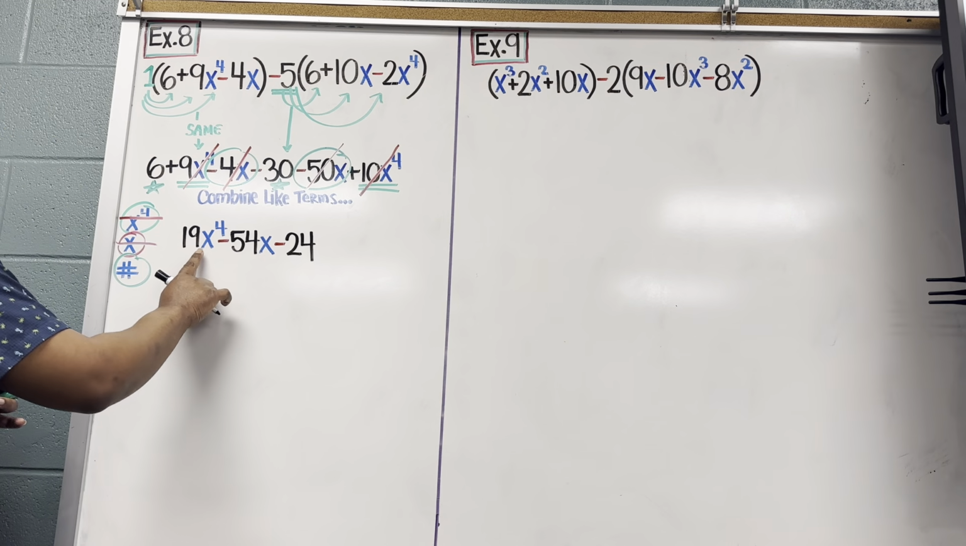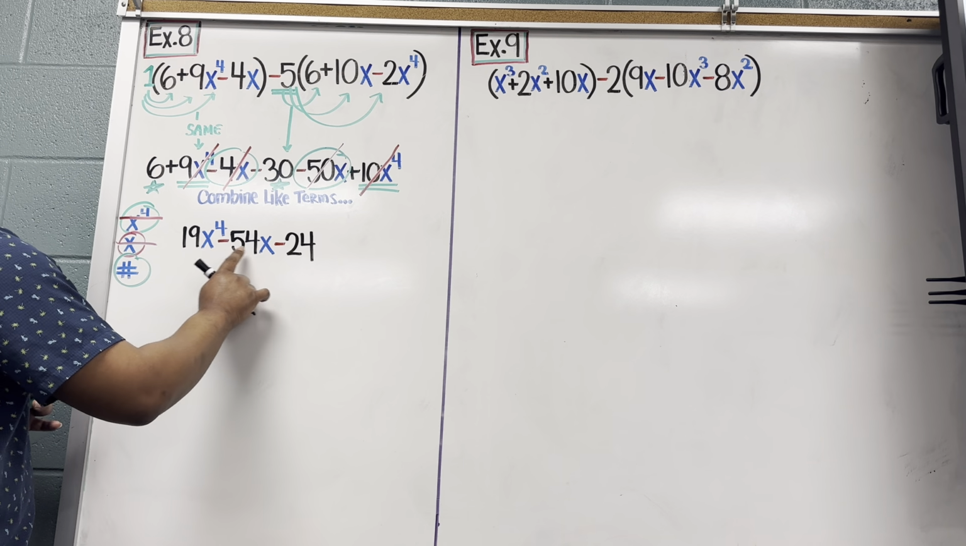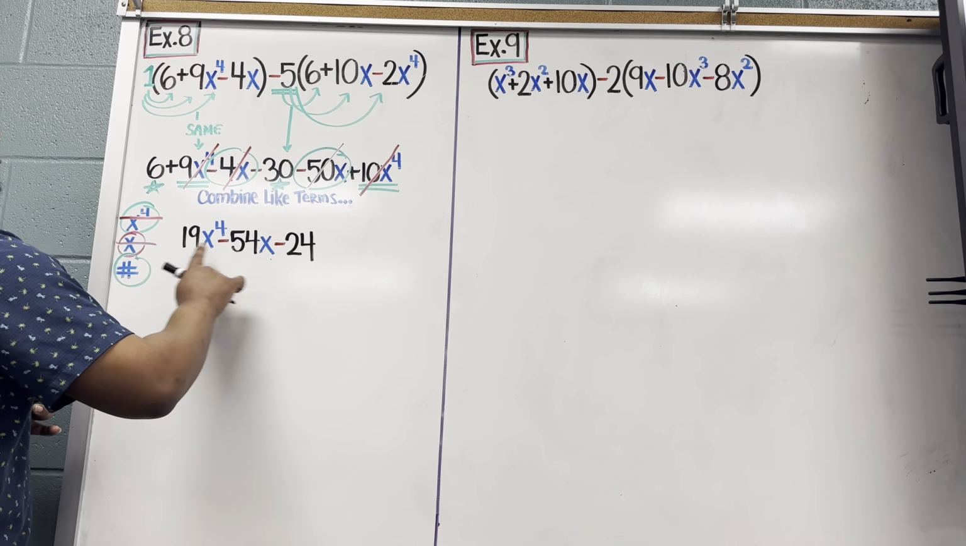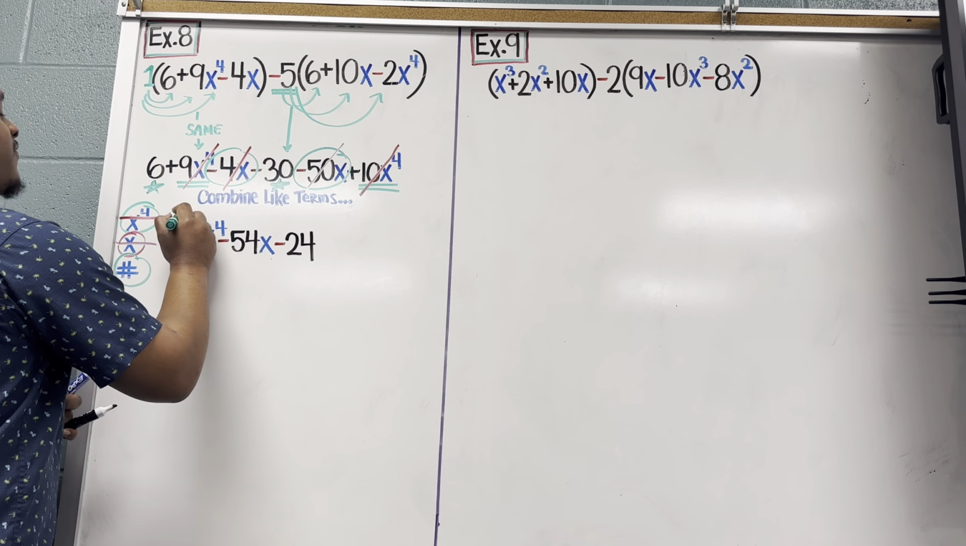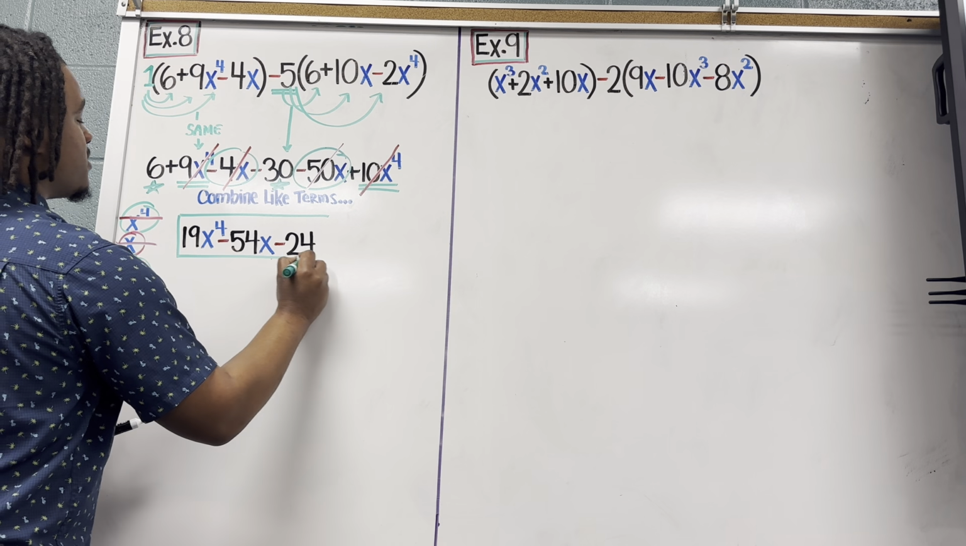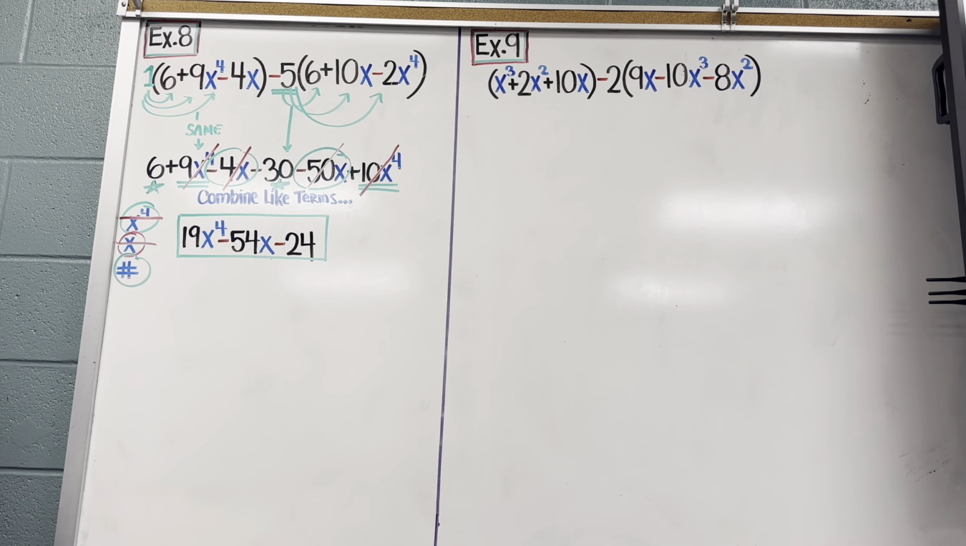And then once again, guys, because x is to different degrees and this is not attached to an x, I cannot combine these terms, right? So this is the most simplified version of the expression that I can create, okay? Which is 19x to the 4th power minus 54x minus 24, okay? The same thing with example 9.